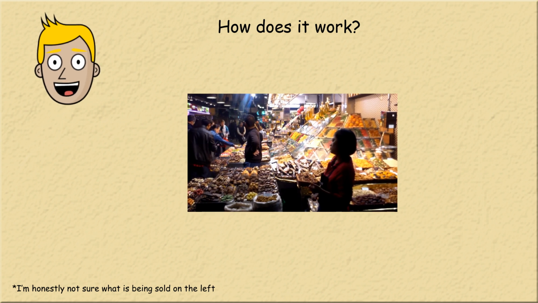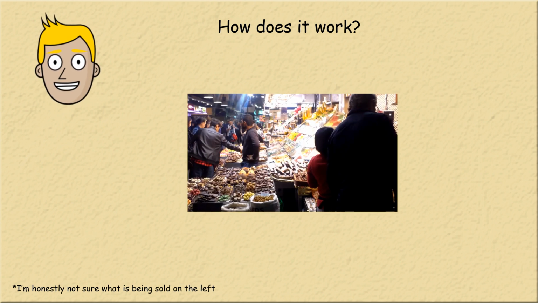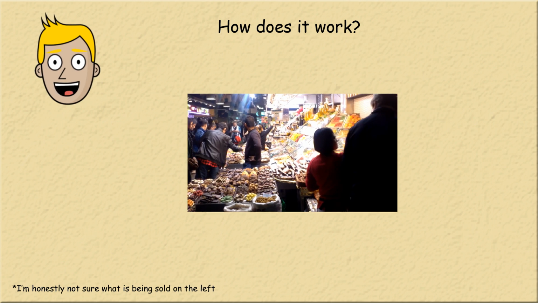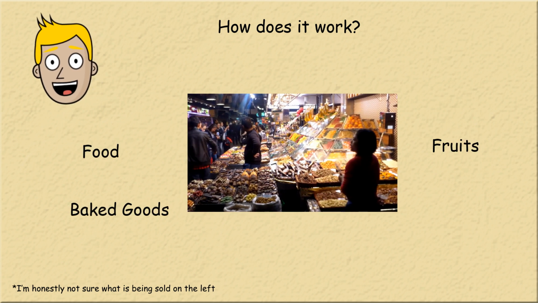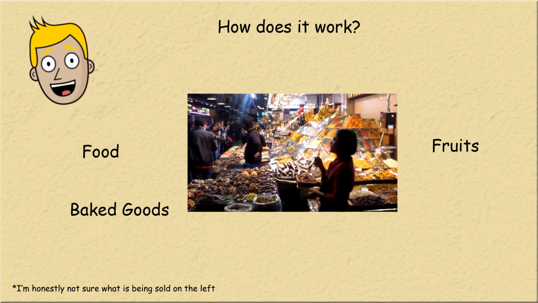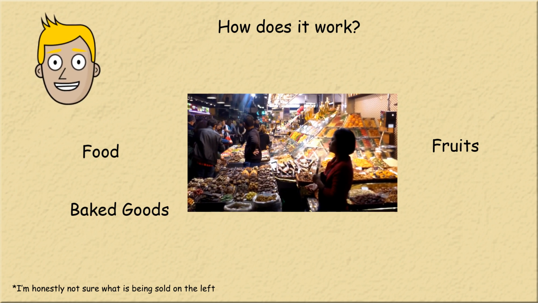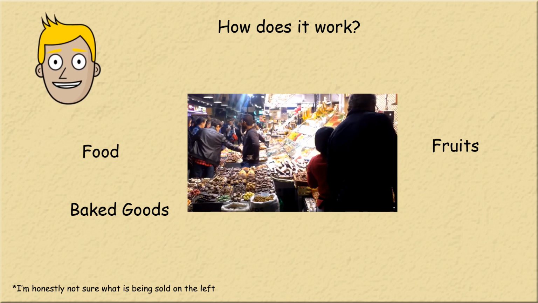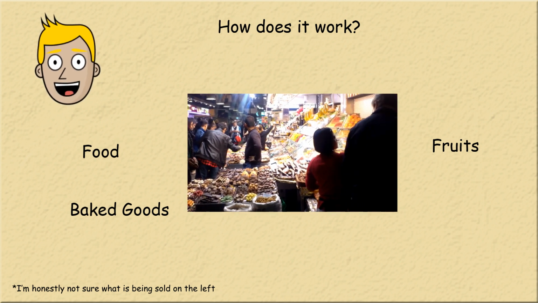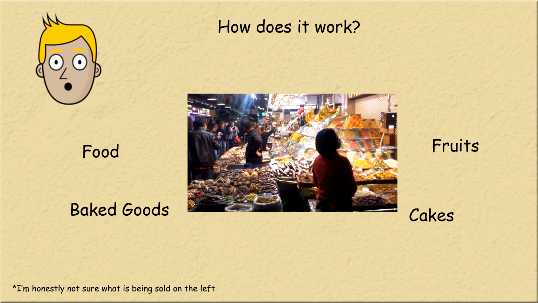We can narrow it down even further. From the looks of it, this vendor is selling different types of food. We have fruits on the right side and maybe some baked goods on the left side. Now, how can this help us learn the language? For starters, if you are speaking to the vendor on the left, the keywords will involve the baked goods, so those are the words you can pick up.